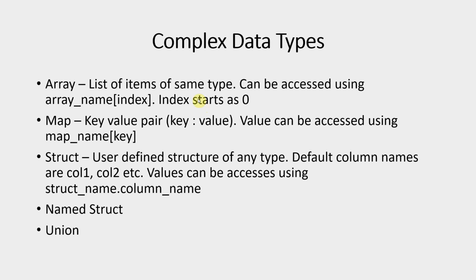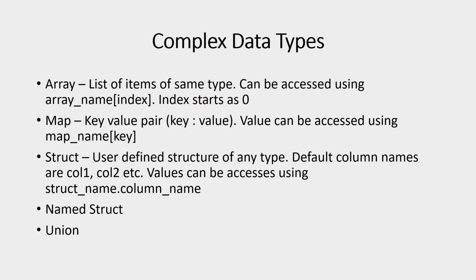Another session in Hive. So we're going to talk about the complex data types. So what are complex data types? We have 5 different complex data types. There are mainly 3, which are arrays, maps, and structures. So what is an array? An array is a list of items of the same type. The same type could be integers, strings, or any other data type. They can be accessed using the index, and the index value starts with 0.